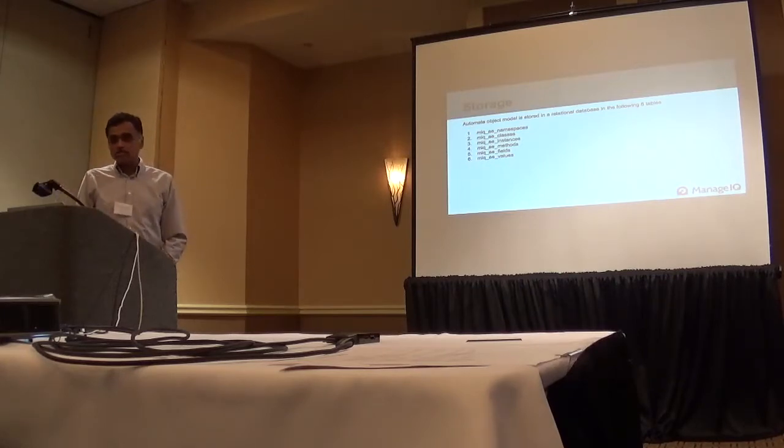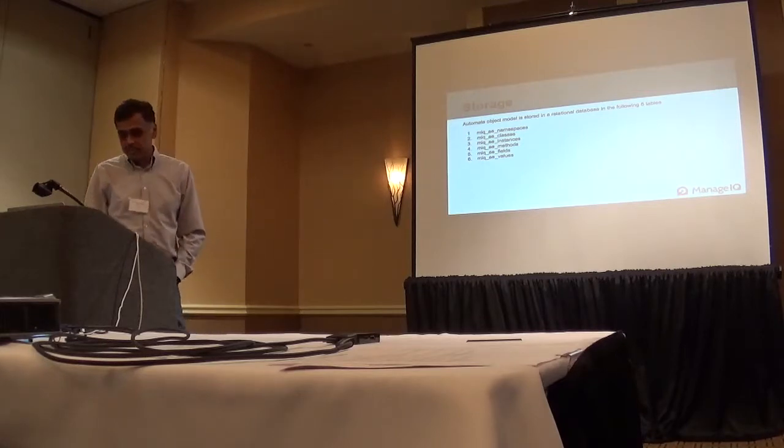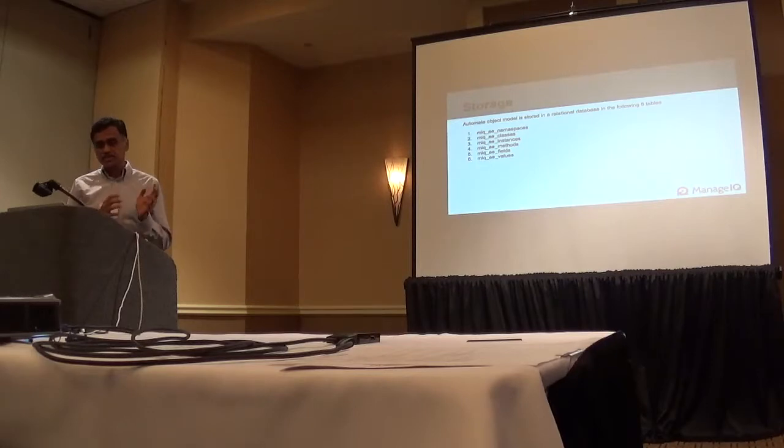The automate object model today is stored in a relational database like PostgreSQL, and there are six tables that store it: the MIQ namespaces, the MIQ classes, the MIQ instances, methods, fields, and values. In the previous slide, I didn't show the fields and values because in the newer models, the fields and values get consumed by the classes and instances. So we don't need to store them separately going forward.